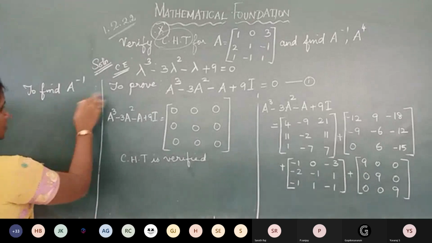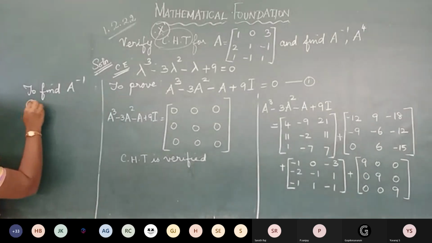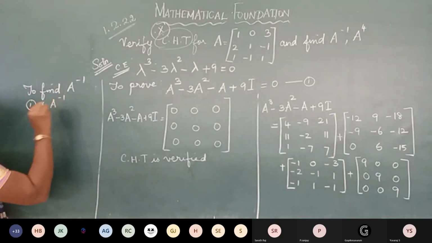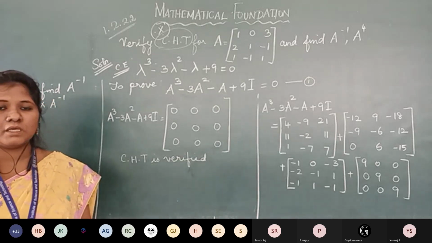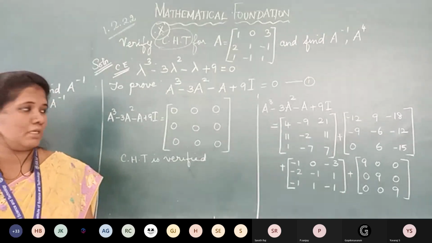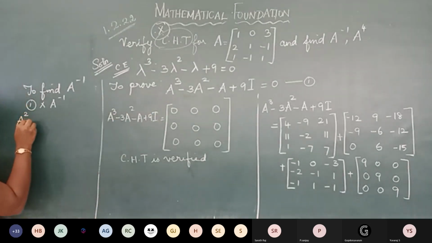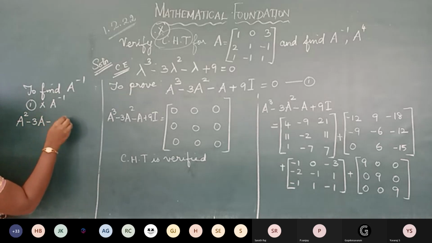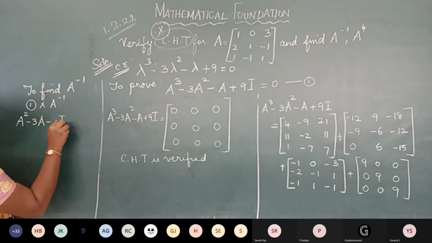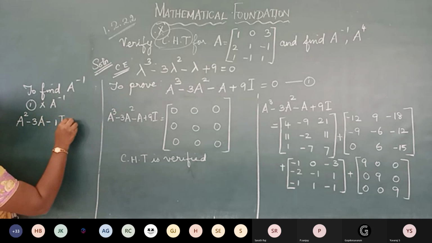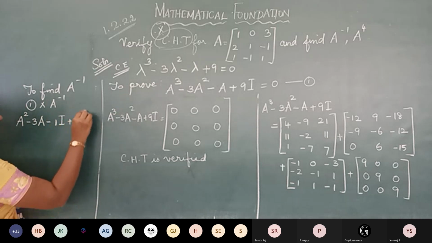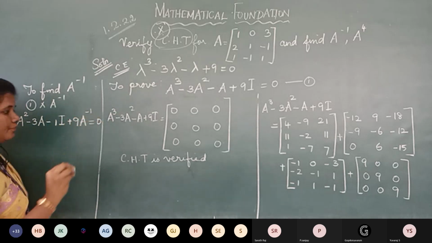You'll find out your A inverse. So what do you have to do? You'll multiply your first equation by A inverse. Okay, your A inverse is nothing but 1 by A. So when you multiply it with A inverse, it becomes A square minus 3A minus A into 1 by A, which will become 1, which you will take as your identity matrix I, and this will become 9A inverse equal to 0.